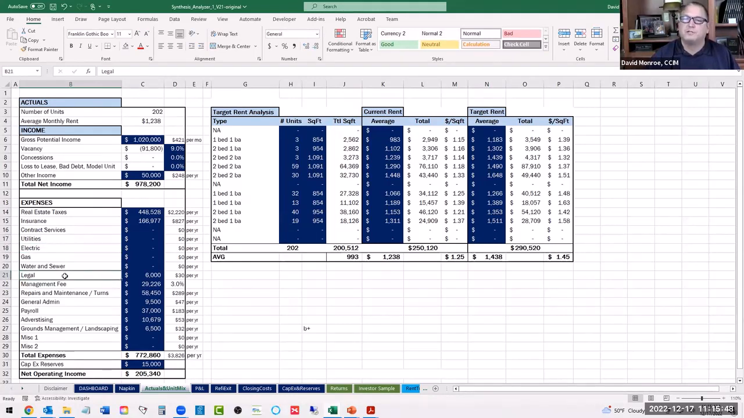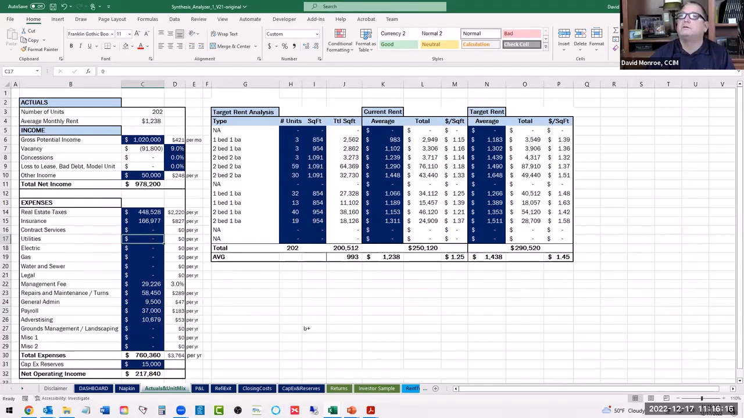Legal is going to be under general and admin, which is here, so we're going to put 0 for that for now. Management, we're going to leave. Repairs, we're going to leave. General admin, payroll. Advertising should have its own. Let me see if it does. Yep, marketing, there we go. And then grounds, maintenance, and landscaping is going to be under repairs and maintenance. So that'll cover everything. So we're not doing contracts.